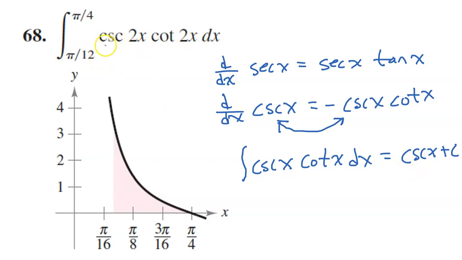So why am I mentioning this? Look at the problem that we have. Notice that we have this cosecant cotangent pattern. So we will need the fact that the integral of cosecant cotangent is cosecant. Keep that in mind.